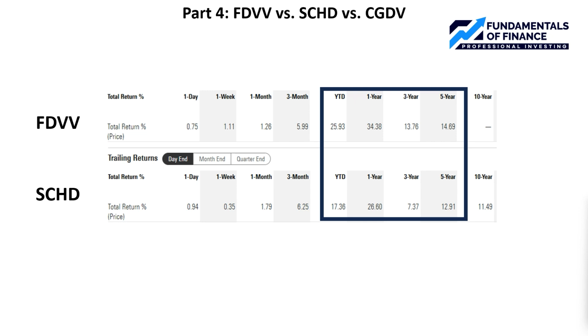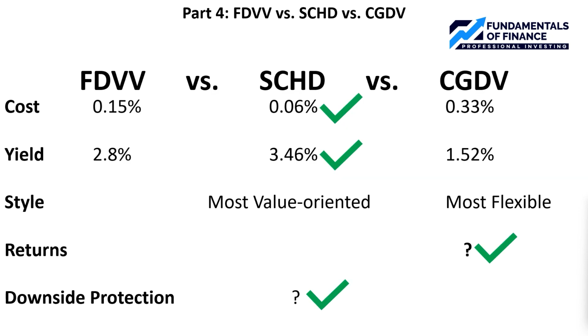It's not. So here's how I'd choose between these three funds. If all you care about is cost, SCHD is the winner since it's the cheapest. But if you're watching this video, I'm betting you care about more than just that. If all you care about is the yield, SCHD is the highest. If all you care about is style, SCHD is the most value-oriented, and CGDV is the most flexible since it's the only one that's active. All of these will typically be value-oriented though.